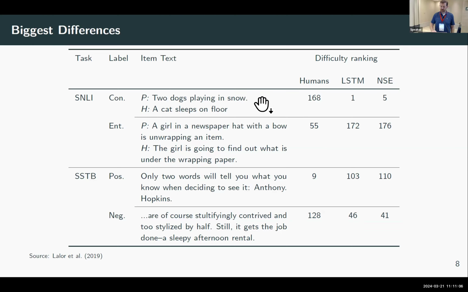So this cats and dogs one was hard for humans, easy for models. And this one was also, so the negative sentiment is hard for humans because I think it's neutral. It could be a little positive, could be a little negative, but it was easier for the models. They picked up on certain keywords or something like that. Two dogs playing in snow, cat sleeps on floor is difficult for humans. Yes, I believe it's because they kept marking it as neutral, not contradiction.